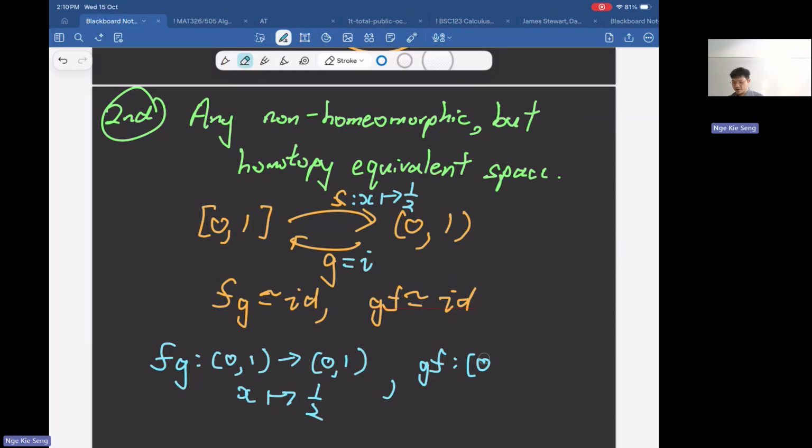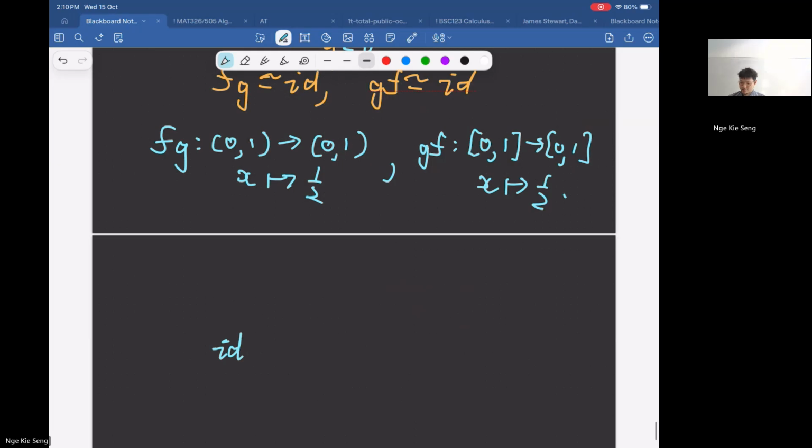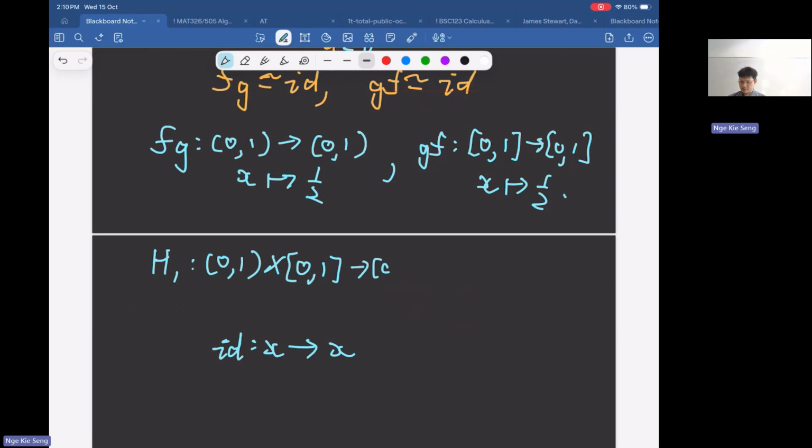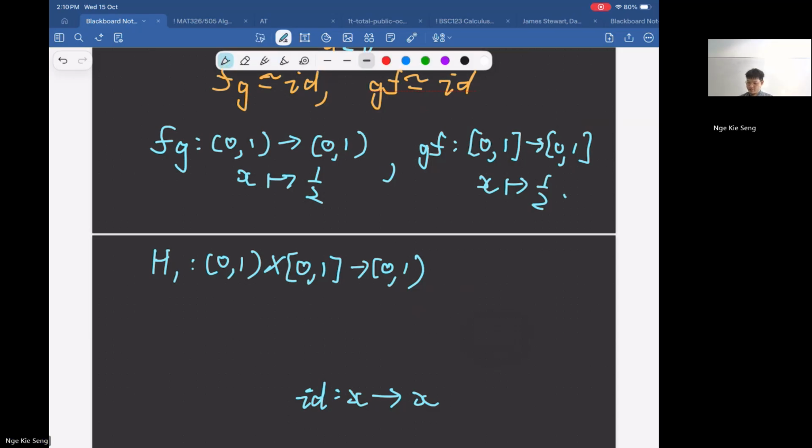Is there a way from a constant map to the identity map? What do you think? Is there a homotopy like that? Try and construct one for me. Let's pick one of them first. So H1 from the interval 0, 1 cross the interval 0, 1 to 0, 1. Can you construct one between the identity map and this constant map? You need to tell me where x comma t goes.